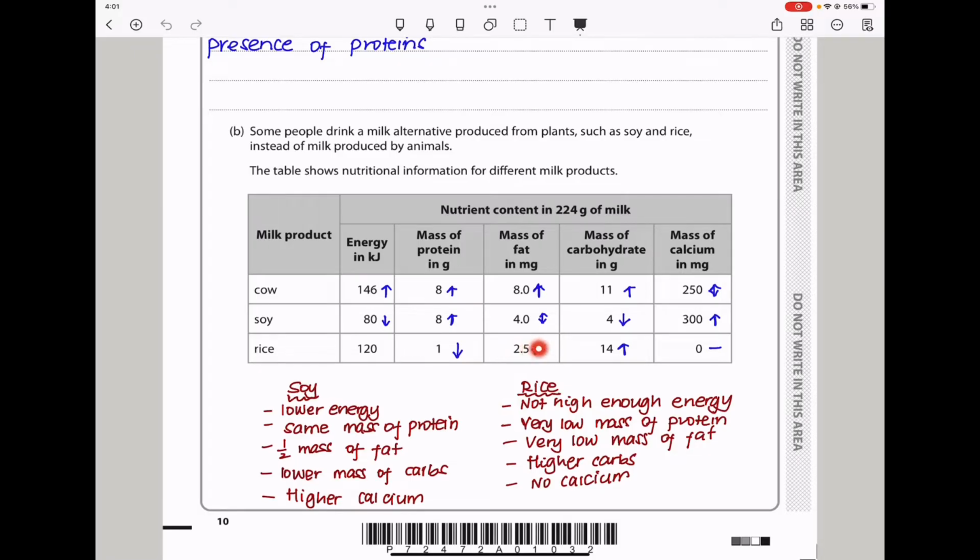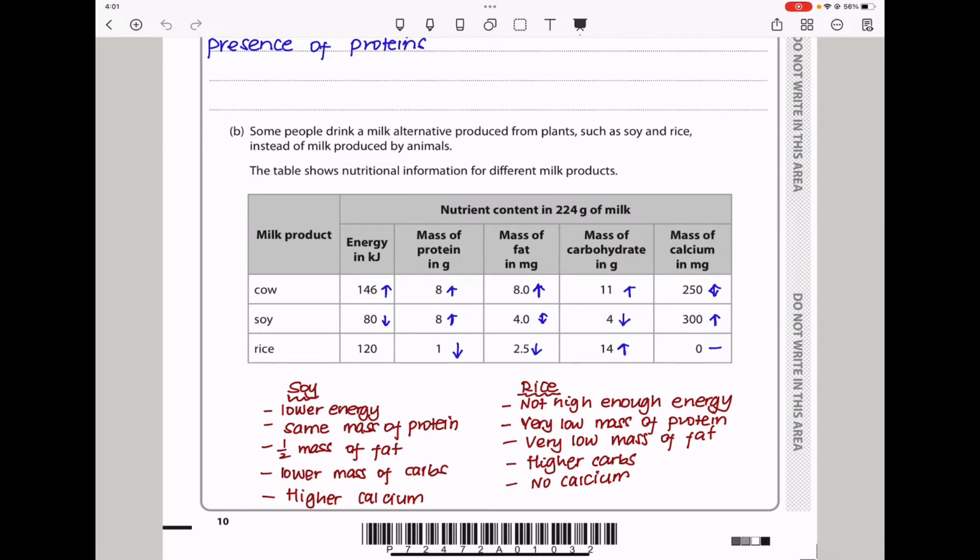It could be disadvantageous because some of these fats contain lipids that are beneficial as an energy source, or they could be beneficial in the formation of components within a cell. Then mass of carbohydrate in grams. This has quite high, which is good for energy, but if it's too much, then it's going to be stored as fat in the body, while this one has low.